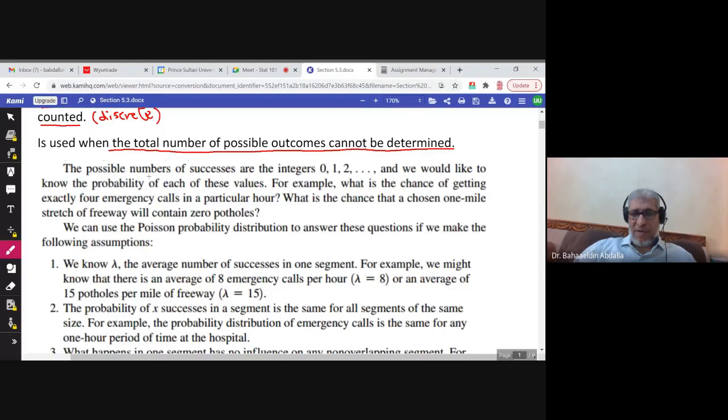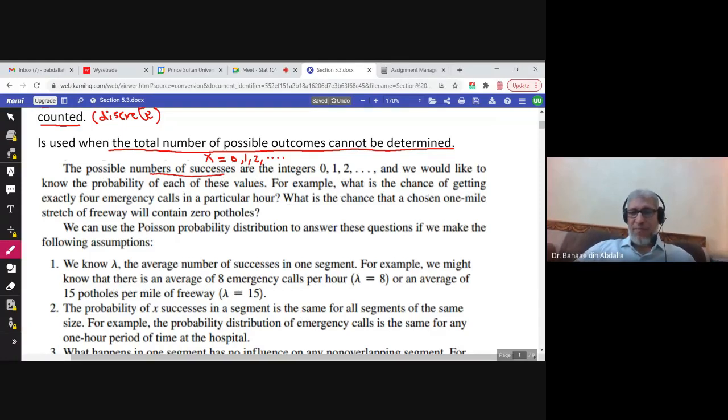So the number of successes, if you remember, we denote by x in the binomial, and there x runs from 0 to n because the number of trials is determined. Here the number of trials is not determined. So the total number of outcomes cannot be determined. We would like to know the probability of each of these values. We will take a formula to find the probability of each value.